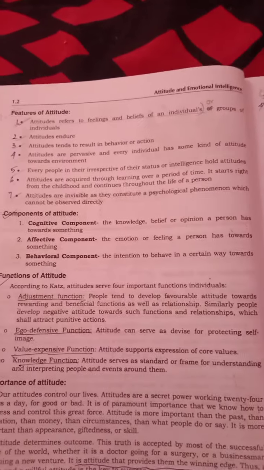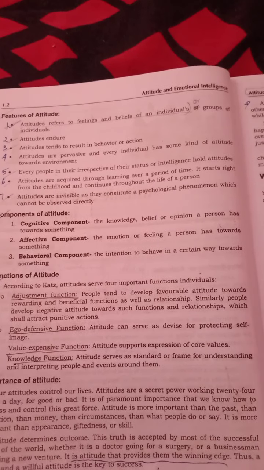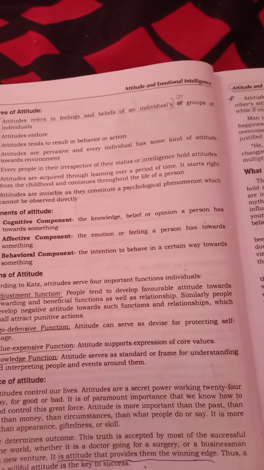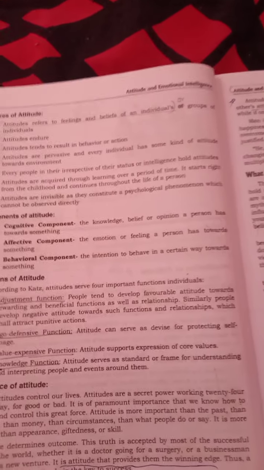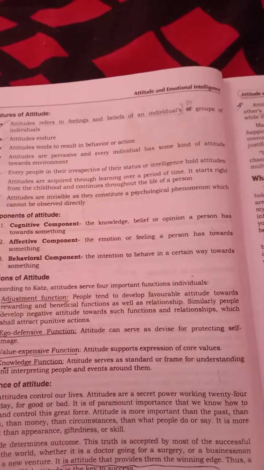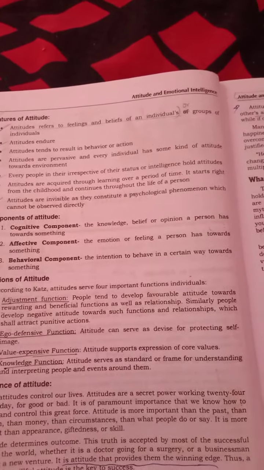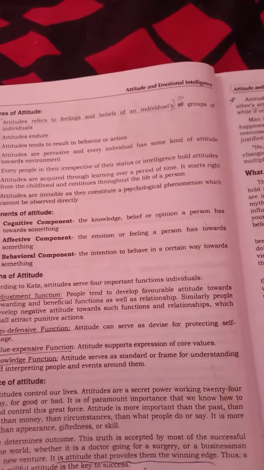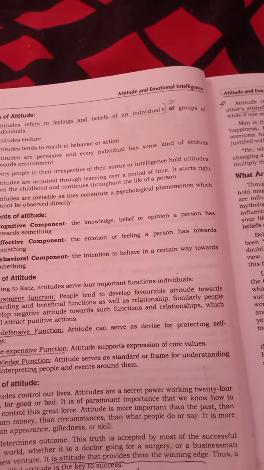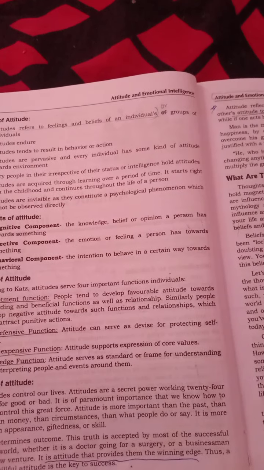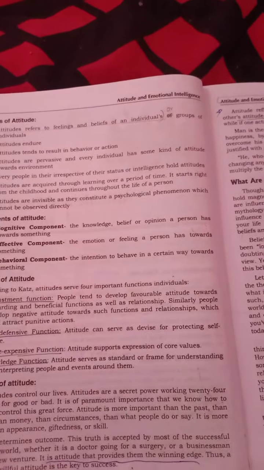Each one of us has our own values. So sometimes we express those values in our attitude. For example, if your value is that you want to be honest, you don't want to lie around, you are taught this from your childhood, and you are holding on to this value strongly, then you will be a person with an attitude of honesty. Did you understand? So that is called the value expressive function of your attitude. Then the last one is the knowledge function.